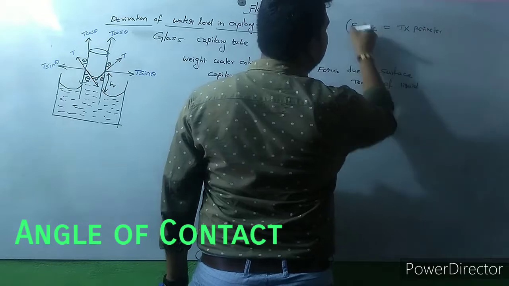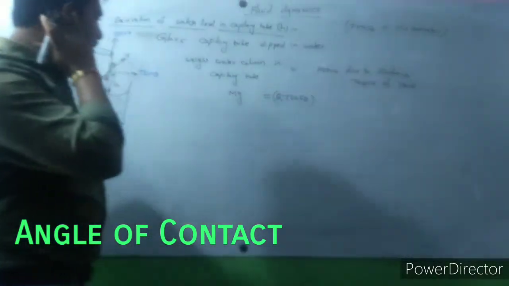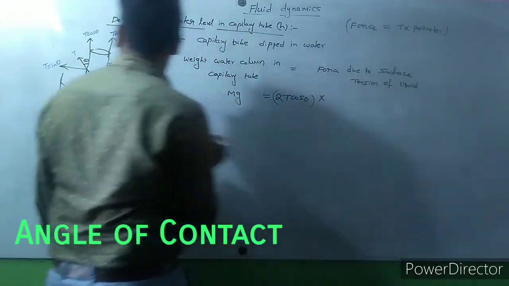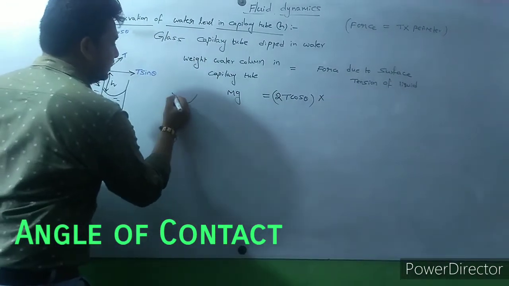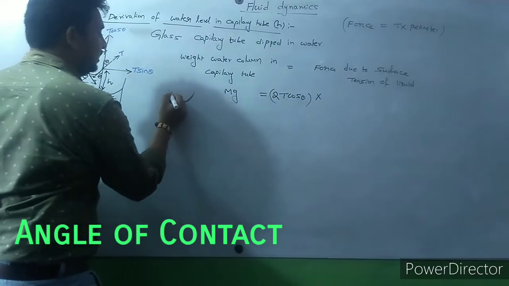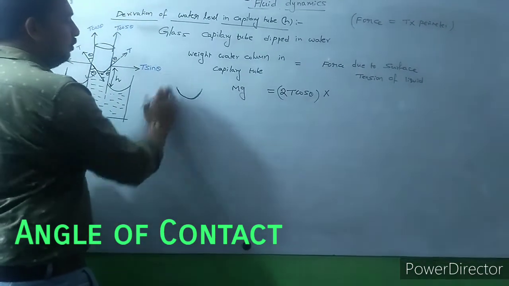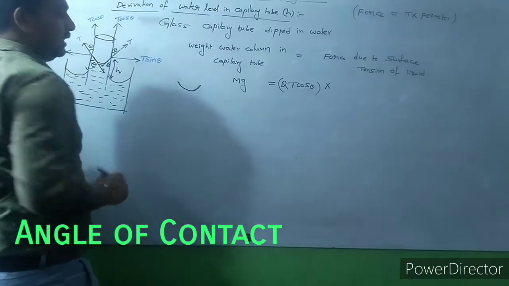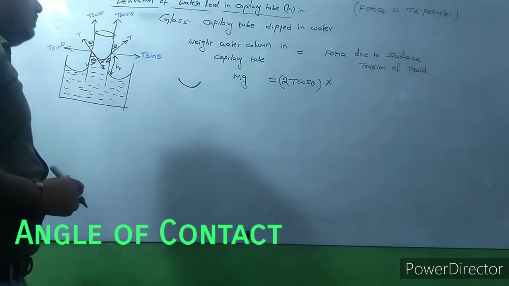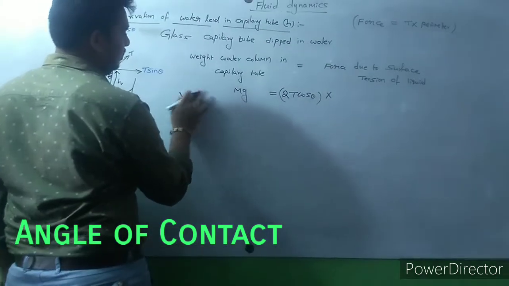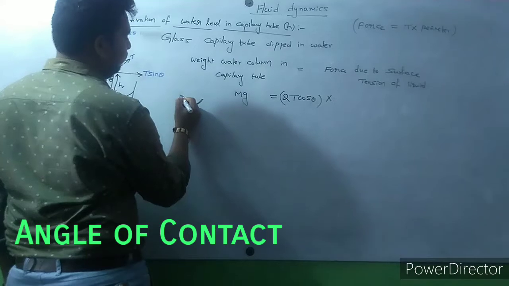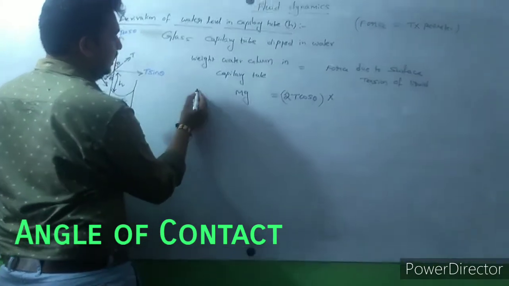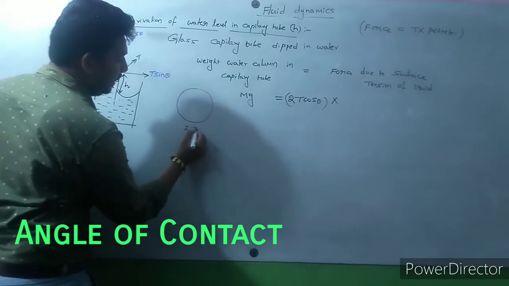Generally, force means T into perimeter. Here that means 2T cos theta, T cos theta plus T cos theta. Perimeter is, so observe carefully. What is the perimeter of this? If you are taking the full circle, the perimeter is 2 pi r.